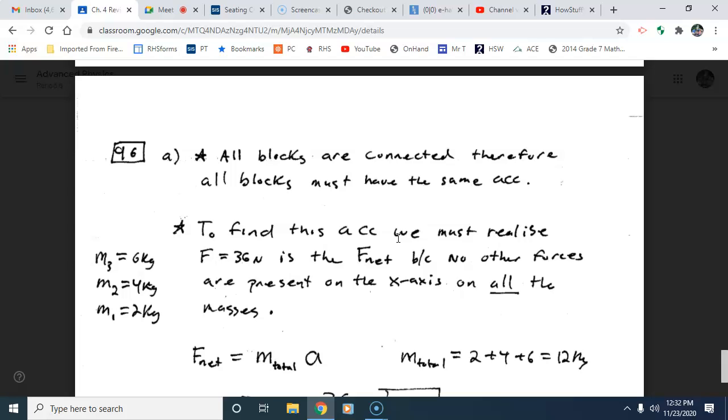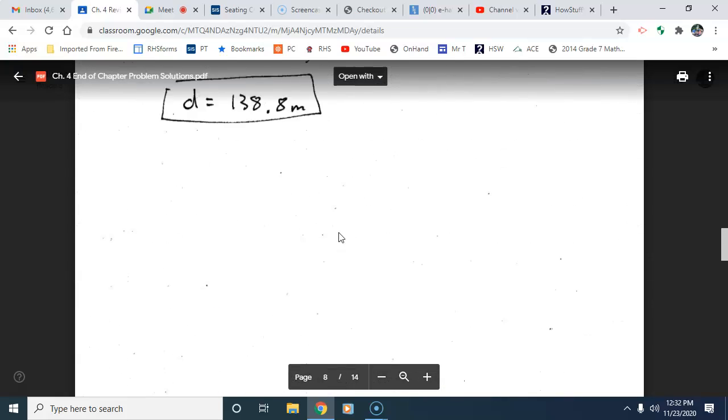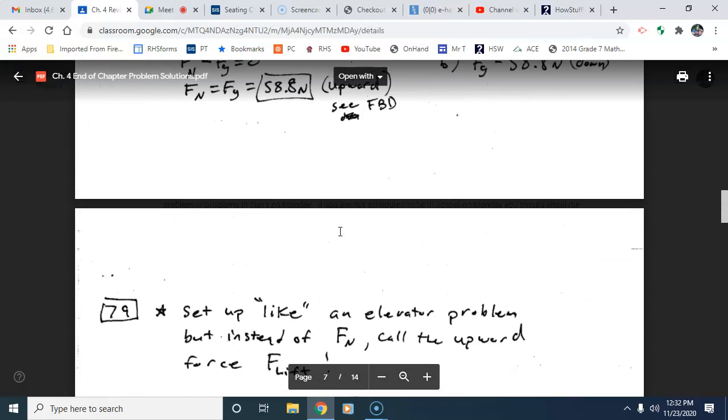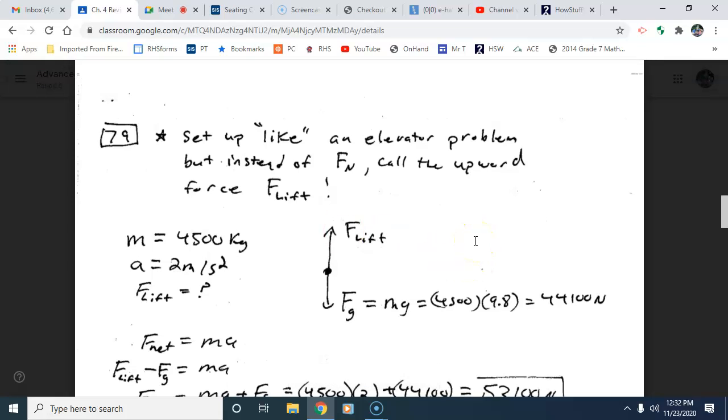Anything else? We got a little bit of time. Let's take a look at maybe 79 then. At first glance, this is one of the ones that might look like, whoa, we never did anything like this. But when you think about it, we really did. All right? At least something close enough that we should be able to get this one.